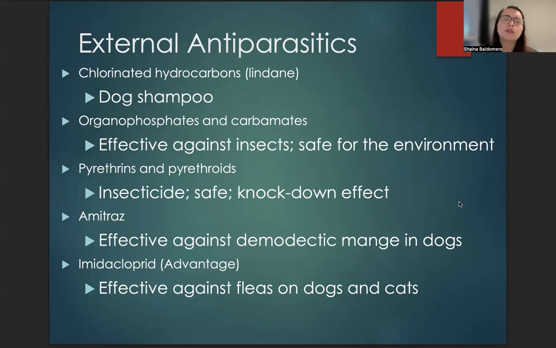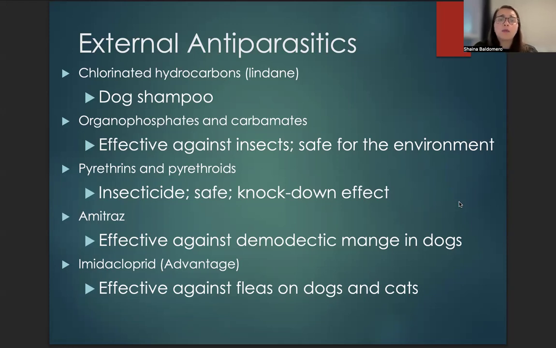So we can use certain chlorinated hydrocarbons, different hydrocarbons, certain types of dog shampoos, any type of medicated shampoo, really. And there are veterinary grade medicated shampoos that we use in the field, that use really high quality surgical scrubs and antimicrobials. We can also use organophosphates or carbamates. These are effective against insects, but they're safe for the environment. Pyrethrins or pyrethroids are going to be very common.